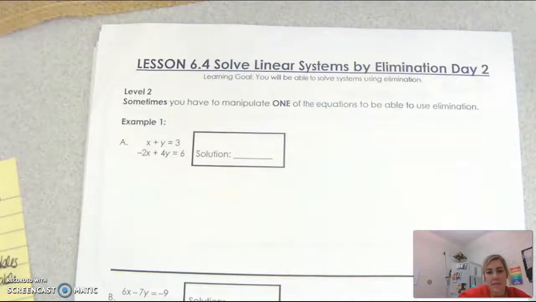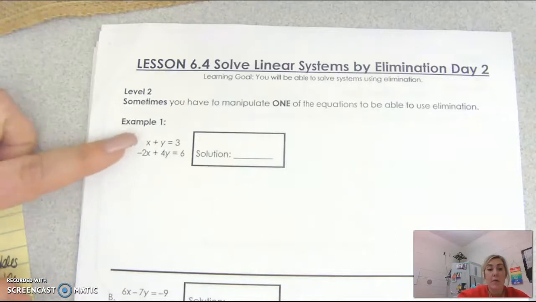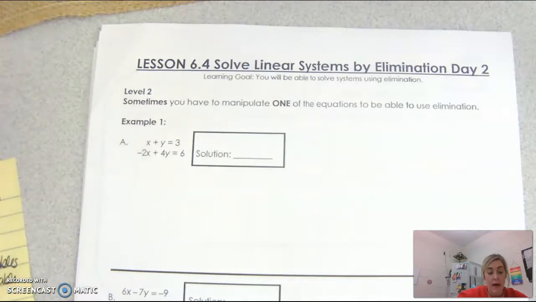Hi guys, so today we're doing 6.4 elimination day 2. In this lesson, the issue is that we're going to have to multiply one of the equations or both of the equations in order to get them to eliminate. If you look at example A, we are given two equations, but the top one and the bottom one will not eliminate as written.